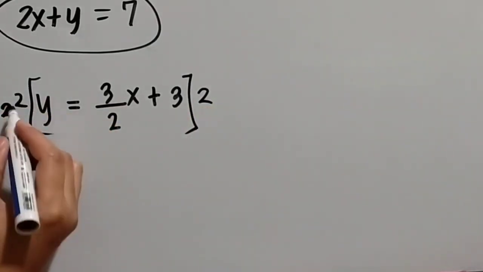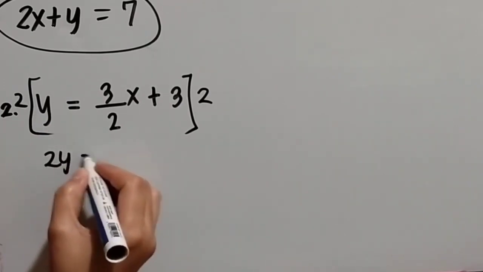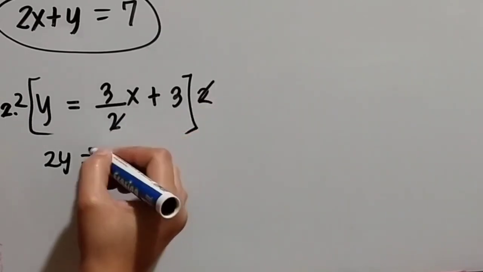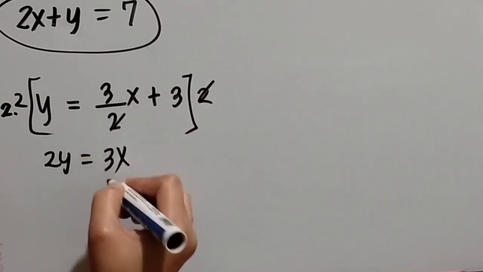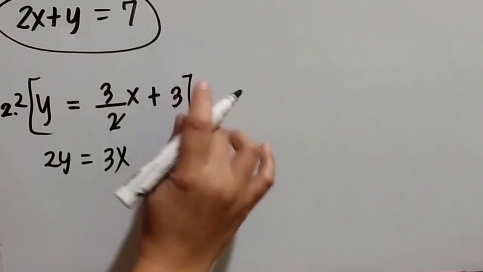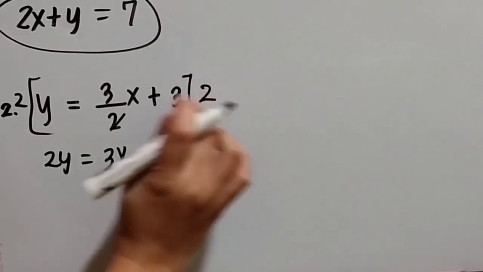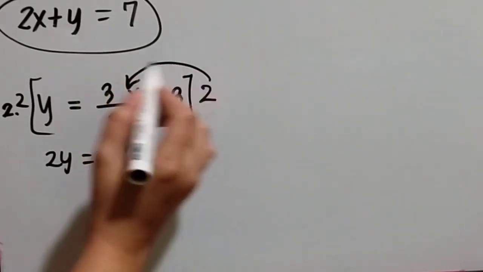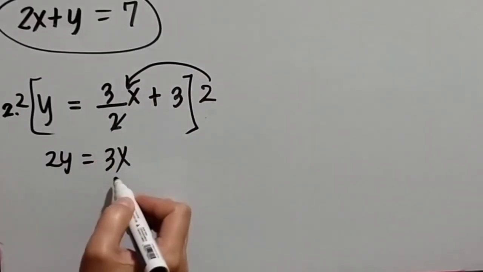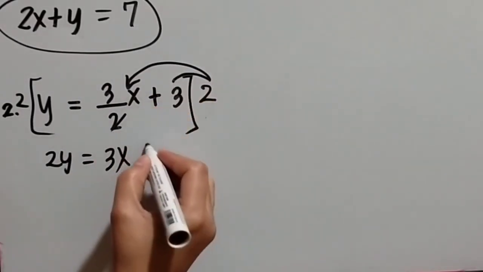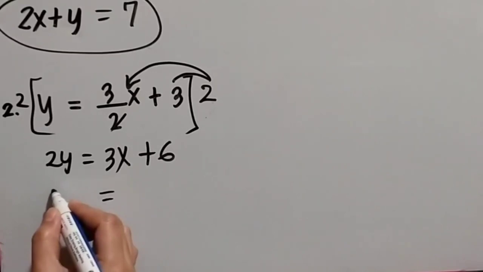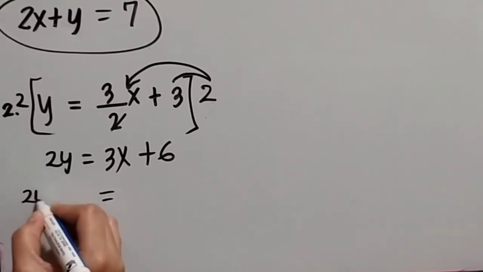Okay, so if we will do that, 2 times y. On the left, magiging 2y. 3x over 2 times 2, makakancel na yung 2. So, we only have 3x. Okay? And, of course, we will not multiply 2 to 3x over 2 only, but also to 3. So, ito yun. 2 times 3x over 2 is 3x. And 2 times 3 is 6. Yan, wala nang fraction. Pag wala nang fraction, gawin na natin yung ginawa natin kanina.